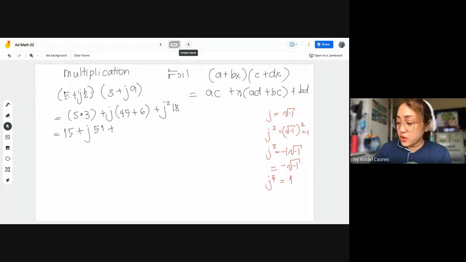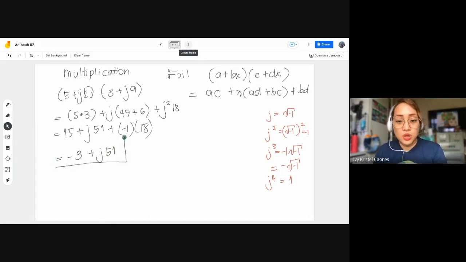Okay? So therefore, this j squared will become negative 1 times 18. So that will be 15. Simplifying, that is 15 minus 18, so that is negative 3 plus j51. So that is the multiplication. So ma'am, what about multiplication of different binomials?